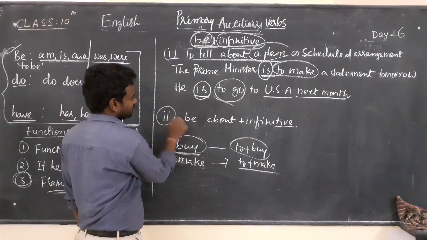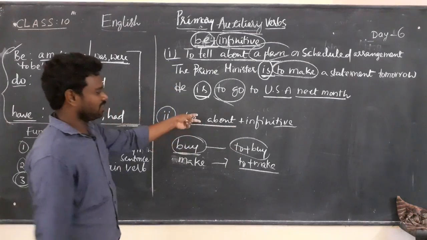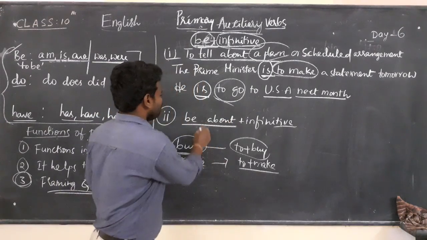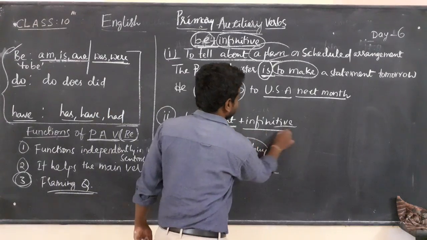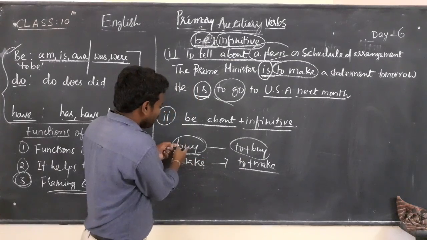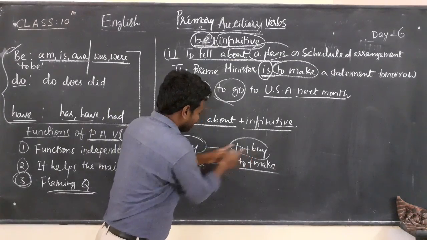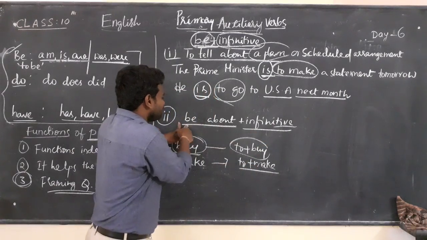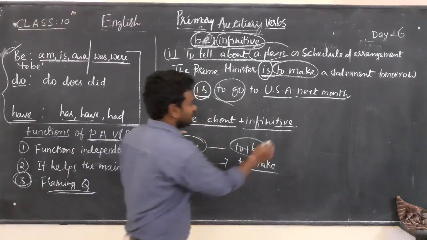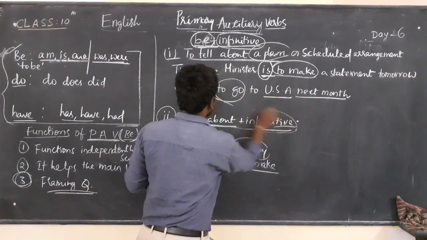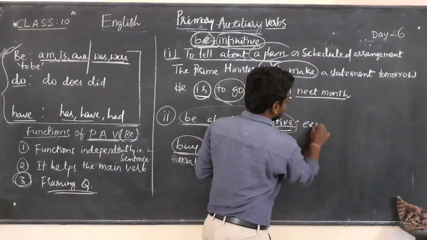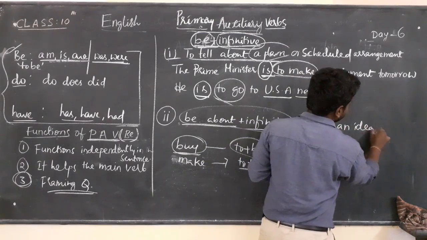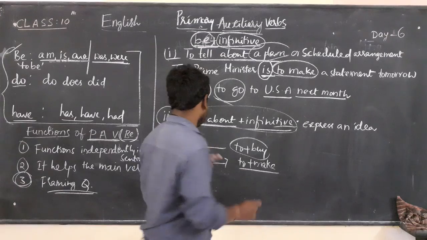Now the second usage. This is important. We use this one in regular usage, right? Be about plus infinitive. Infinitive means, as I already told you, "make" is the base form, and "to make" is the infinitive form. So be about is used to express an idea.